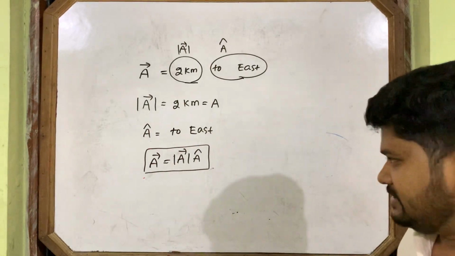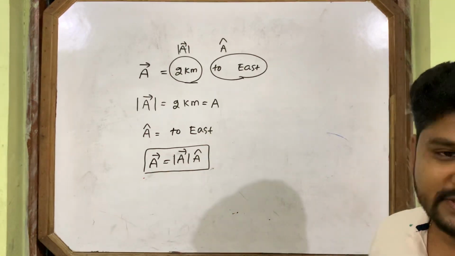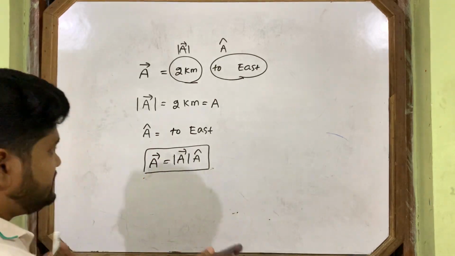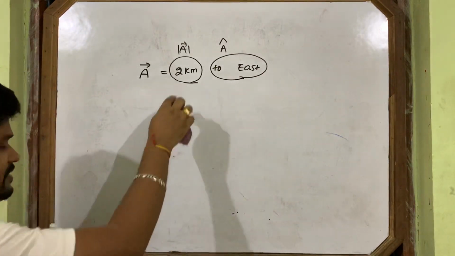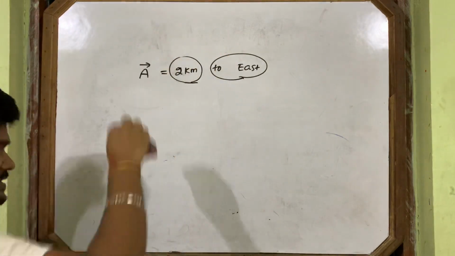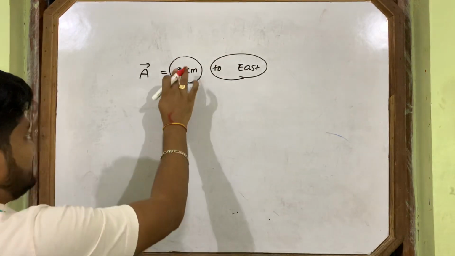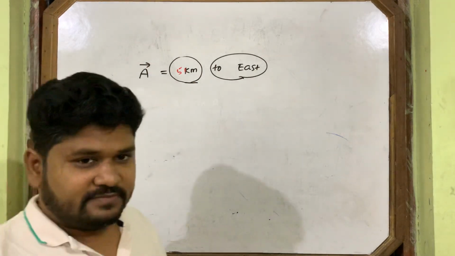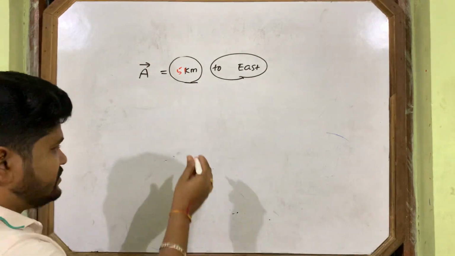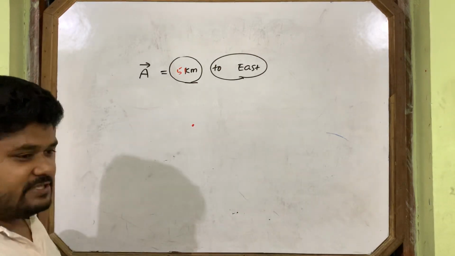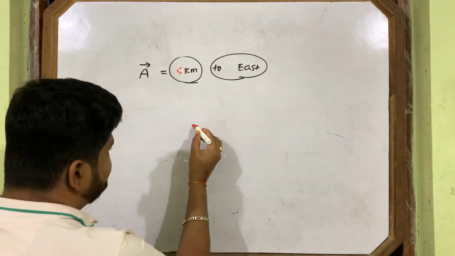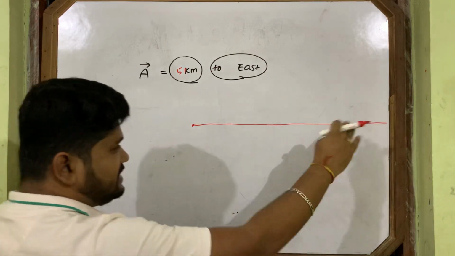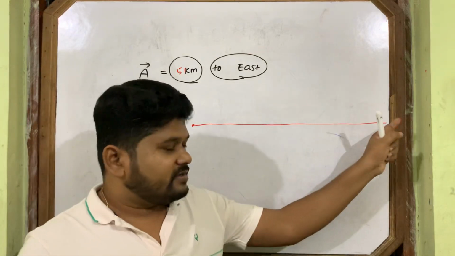You have now got it. This is the symbolic presentation of a vector. But how will we present a vector geometrically? Let's see. Suppose we make it a little longer, suppose 5 kilometer to east. This is the point from which I will present the vector geometrically. I will draw a line of 5 kilometer towards east. This side is east. 5 kilometer to east, I will draw a line.